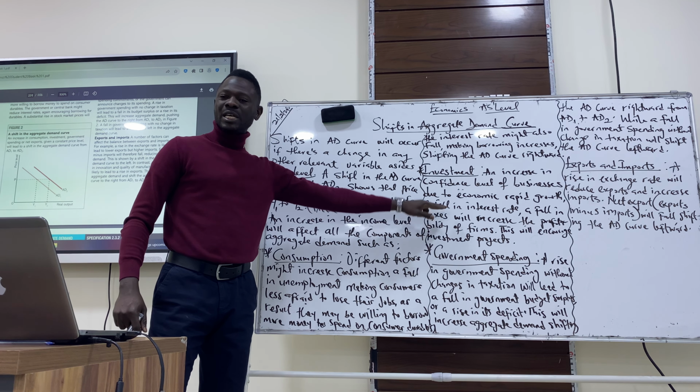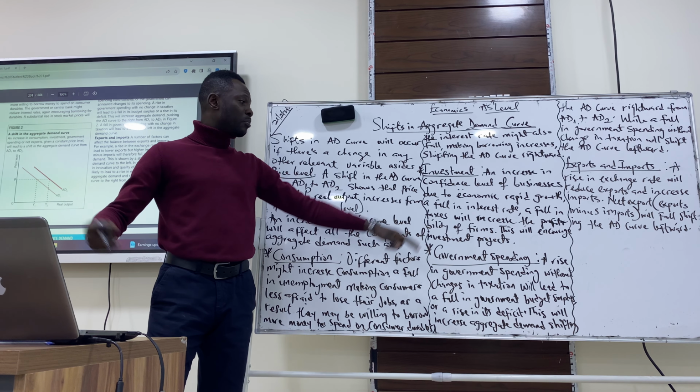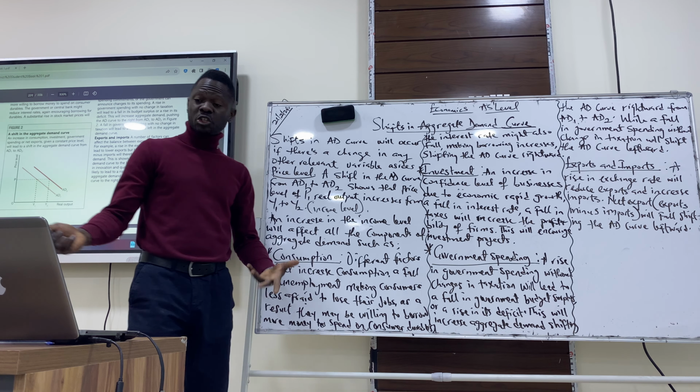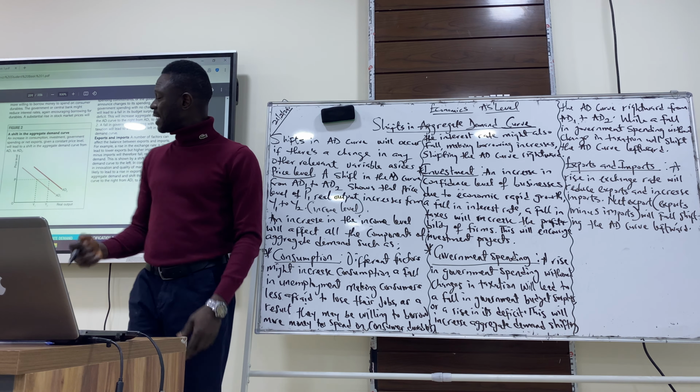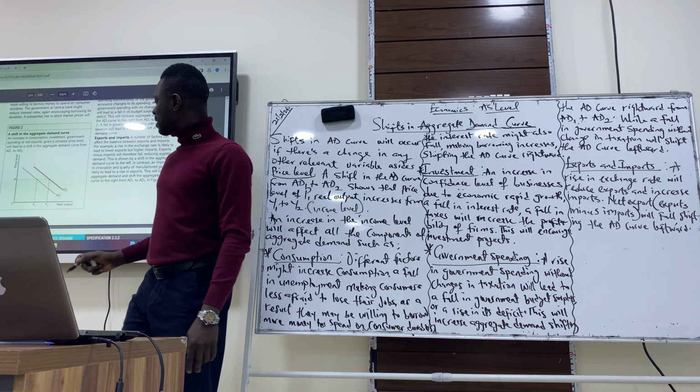So if there's a fall in taxes, then firms will be motivated to invest more, expanding their operations or expanding their production scale. It will also increase the aggregate demand curve to shift rightward from AD1 to AD2, because that will also increase the income level.